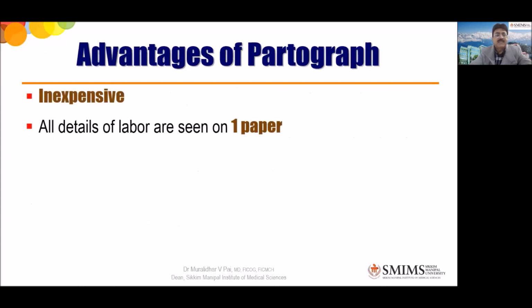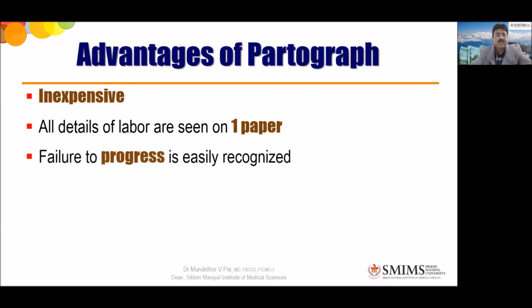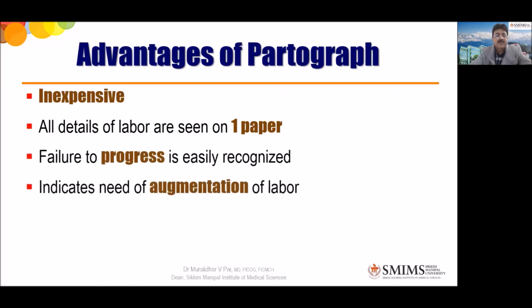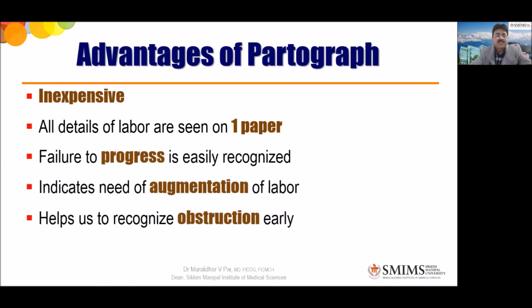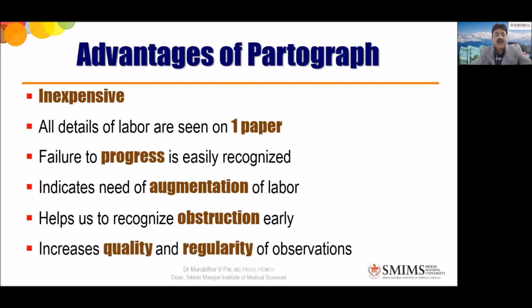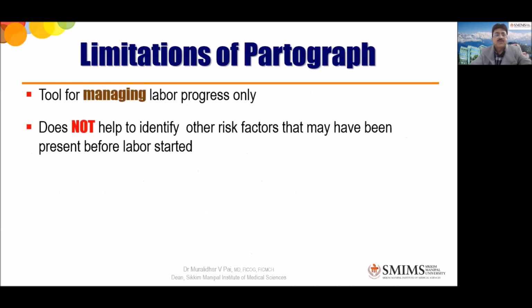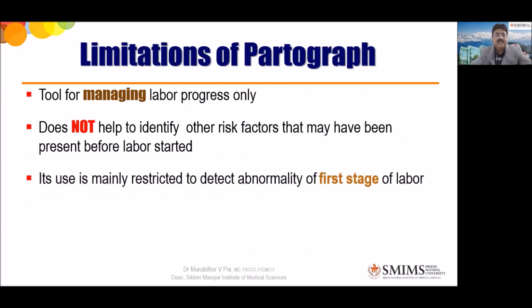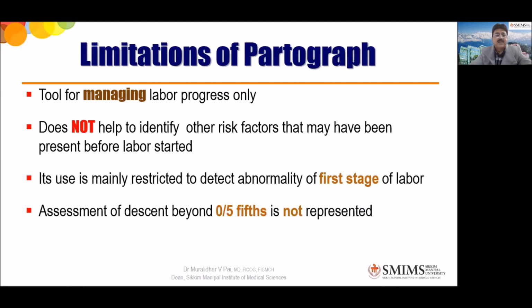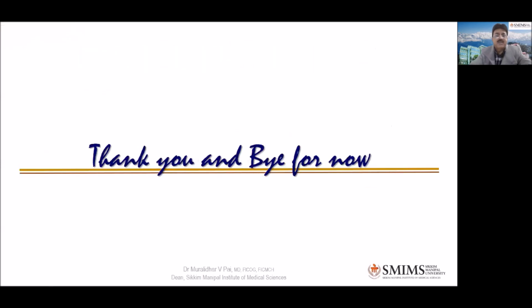Advantages: it is inexpensive. One paper is used. Failure to progress can be assessed easily. Augmentation decision can be taken, and you can recognize obstruction early and go for cesarean section. There are some limitations. It's a tool for managing labor progress only. It does not help in identifying the risk factors. It is only for the first stage right now, and assessment of descent beyond 0/5 is not represented here. The PV part is not done.